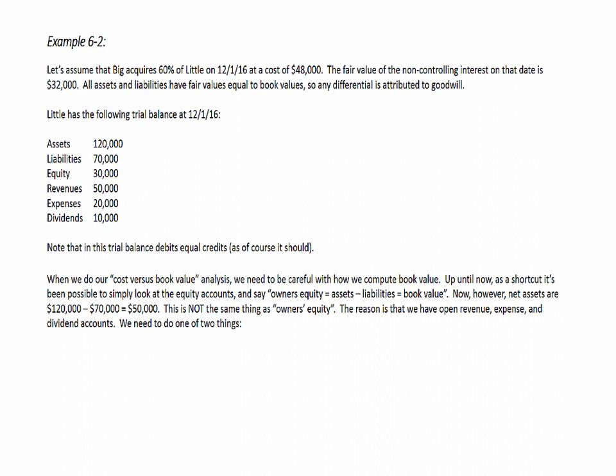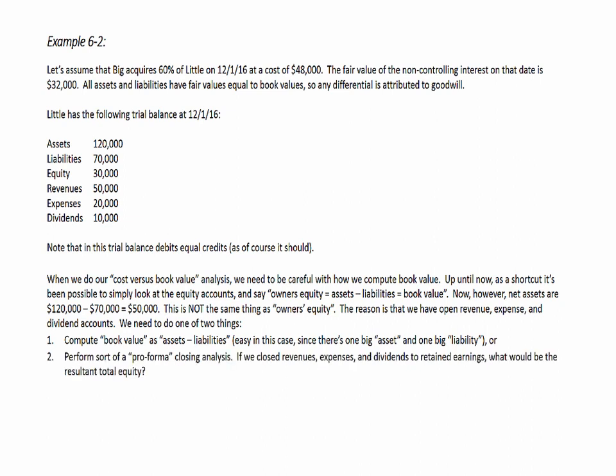So we need to do one of two things. First, we can compute book value as assets minus liabilities. And that's very easy in this case, since there's one big asset value and one big liability value. Or in a method which might be useful for other reasons, we can perform a sort of pro forma closing analysis. In other words, if we were to go through a closing on December 1st, 2016, closing revenues, expenses, and dividends to retained earnings, what would be the resultant total equity figure?